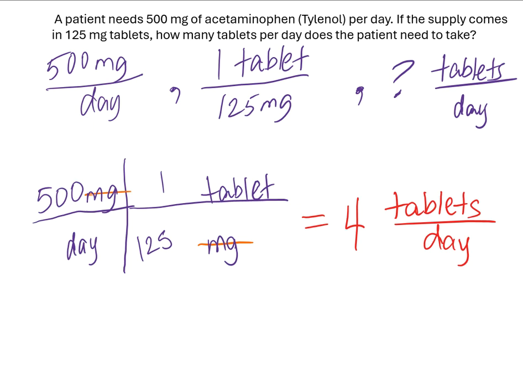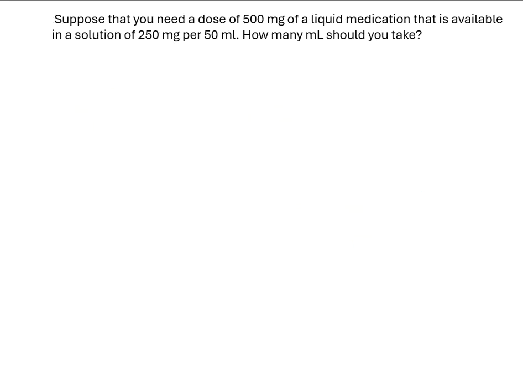you through that process. So if we look at another example here, suppose that you need a dose of 500 milligrams of a liquid medication that is available in a solution of 250 milligrams per 50 milliliters. How many milliliters should you take? So again, go through and read it. Suppose you need a dose, so it's telling you what the dose is of 500 milligrams of liquid medication.